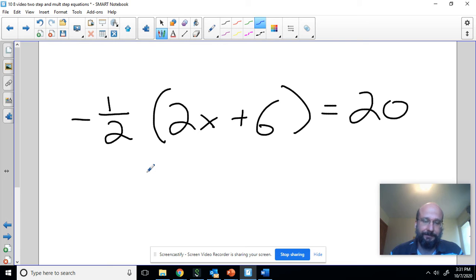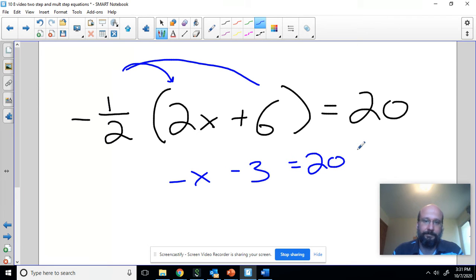Same thing, we're going to distribute. Negative 1/2 times 2 is negative x, or negative 1x, and then negative 1/2 times 6 is negative 3. So I'm going to add 3.